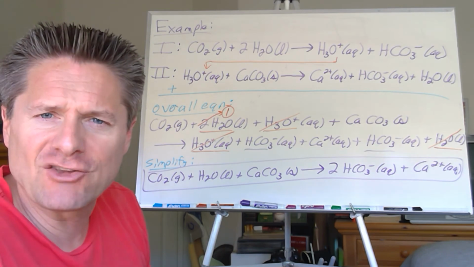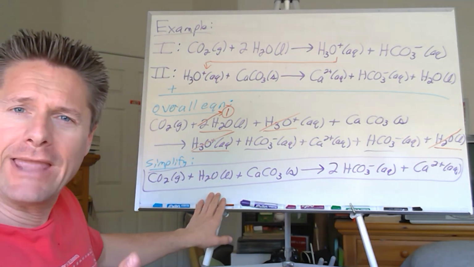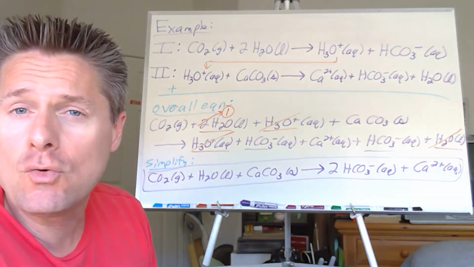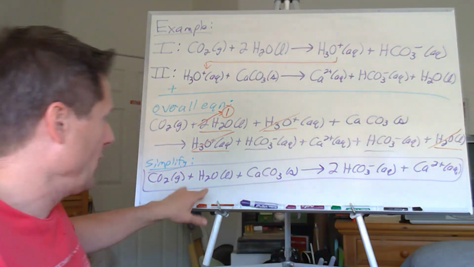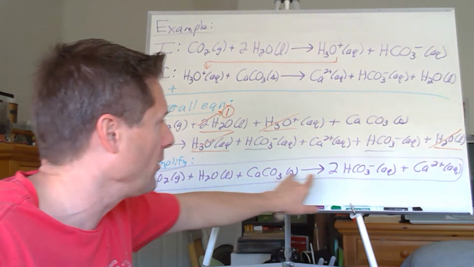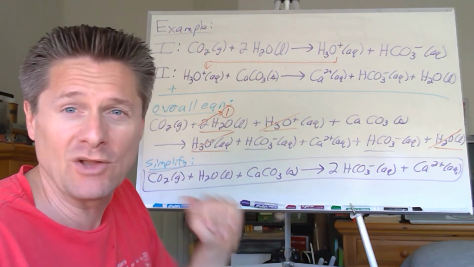We'll do some more advanced tricks later on down the road in thermo. So we can kind of look at that, and you'll see this a lot in papers and things. People will just give you an overall equation. This is what happens when the CO2 gas goes in water and dissolves the calcium carbonate shells, producing bicarbonate and calcium. But really, it happens in two sequential steps.